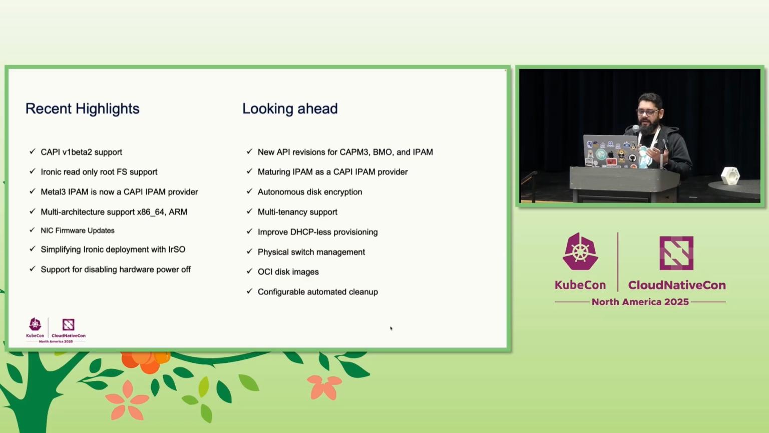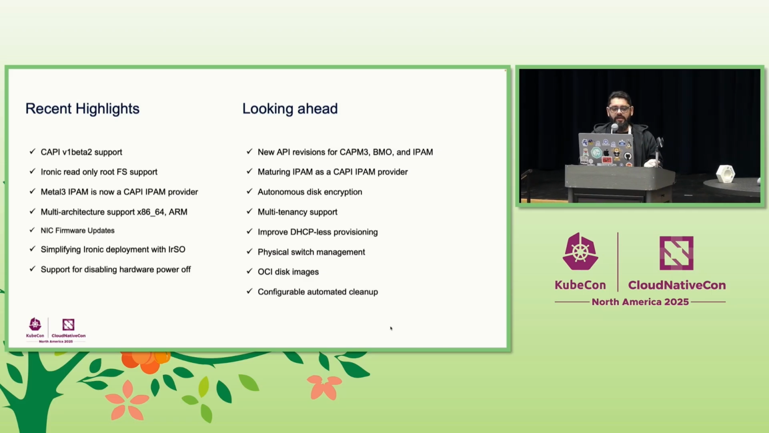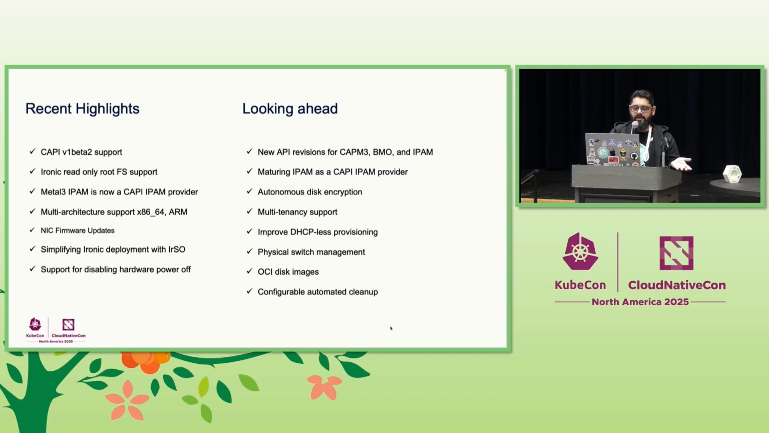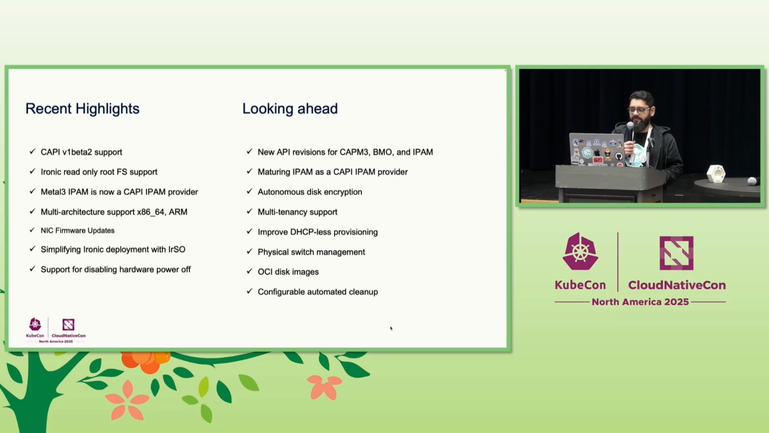For some recent highlights, we have already started releasing support for the v1beta2 API. So there are new API revisions for Cluster API Provider MetalCube, BMO, and IPAM. We have also worked towards making IPAM a Cluster API IPAM provider, which improves network address management, of course. We have added Ironic read-only root file system support and NIC firmware updates.